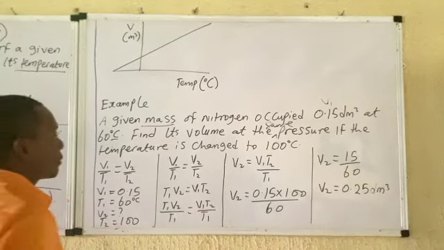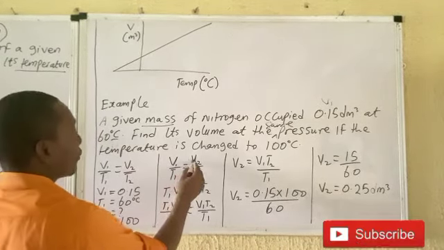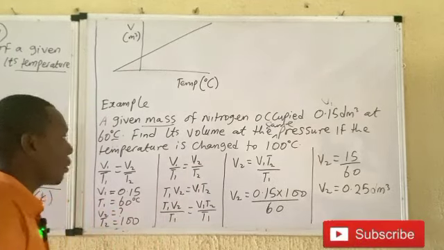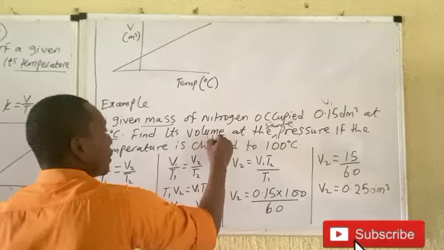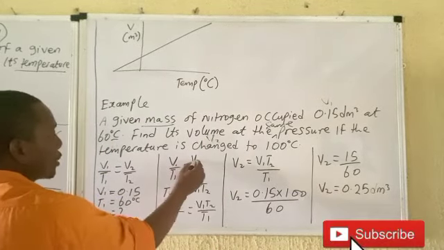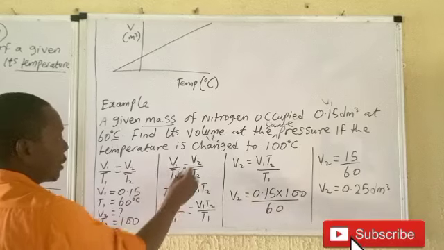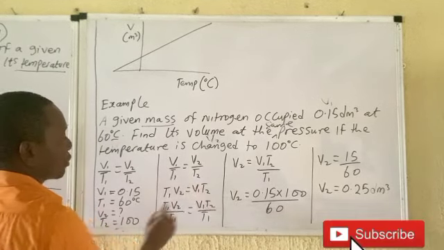So we'll write our usual formula. V1 over T1 equals V2 over T2. Now, we are looking to make V2 the subject of formula. So we'll cross multiply. Use this to multiply this, so now we have T1 V2. Then use this to multiply, you now have V1 and T2. So you now have this.